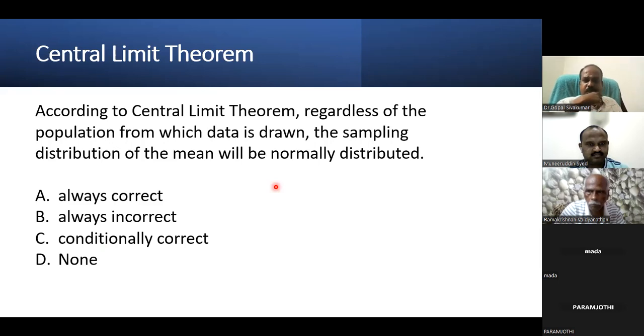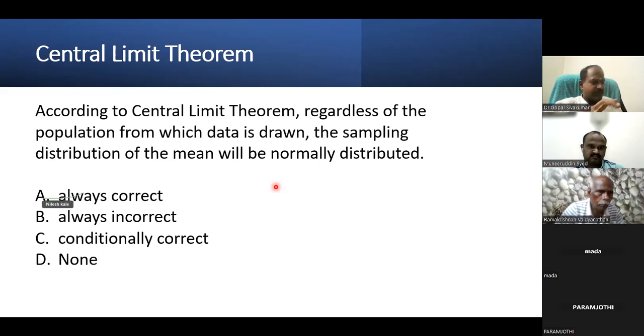So let us take the same situation. There is a school or a college with 20 departments or 20 sections. Every section will have an average. Now I calculate the average from every class, so I have 20 averages. I am trying to visualize all the 20 averages. The central limit theorem is telling us this visualized graph will definitely be normal.